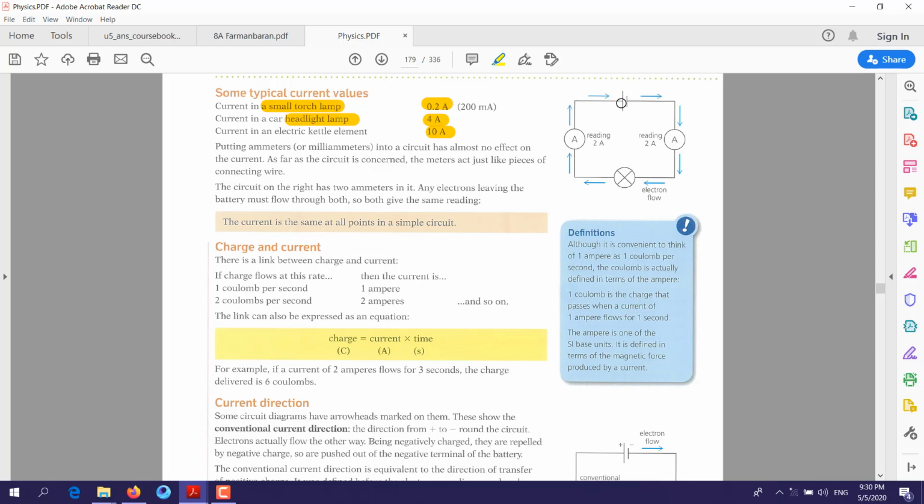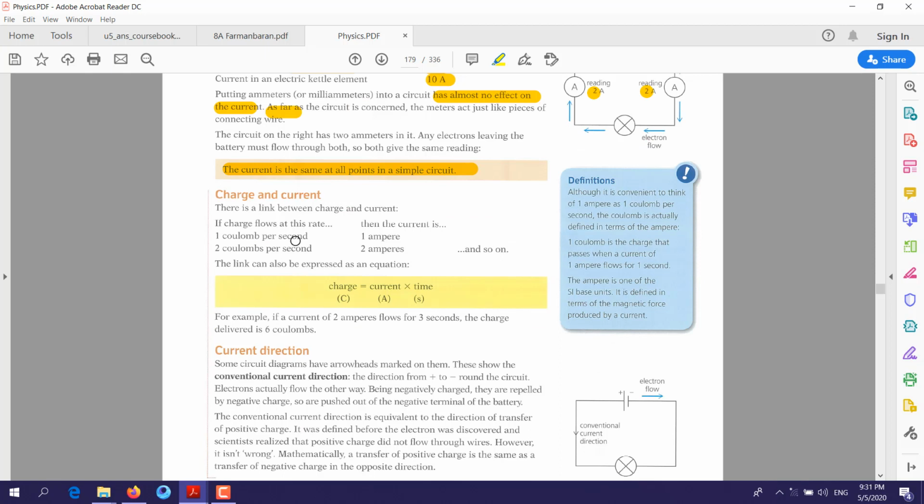For example, here we have the cell and it's giving a specific current, okay? Now look at this, the first ammeter. Here it's 2 amperes, and then the current will pass through the lamp and then go to the next ammeter. But also the reading here is 2 amperes. What does that mean? It means that putting the ammeter in the electric circuit will never affect the amount of electric current. So putting ammeters or milliammeters into a circuit has no effect on the current. So in general, you will say the current is the same at all points in a simple circuit.